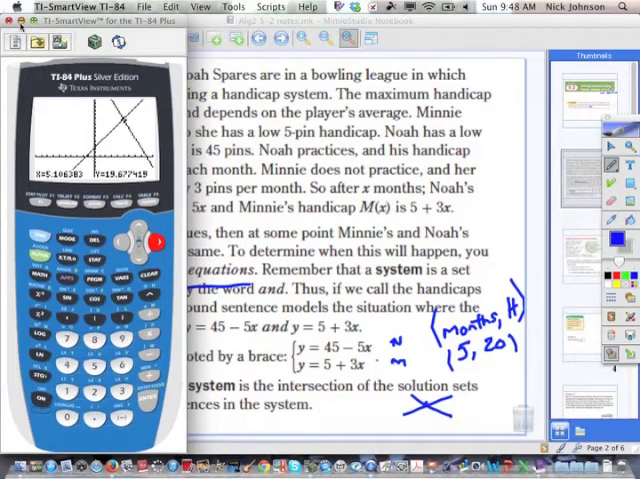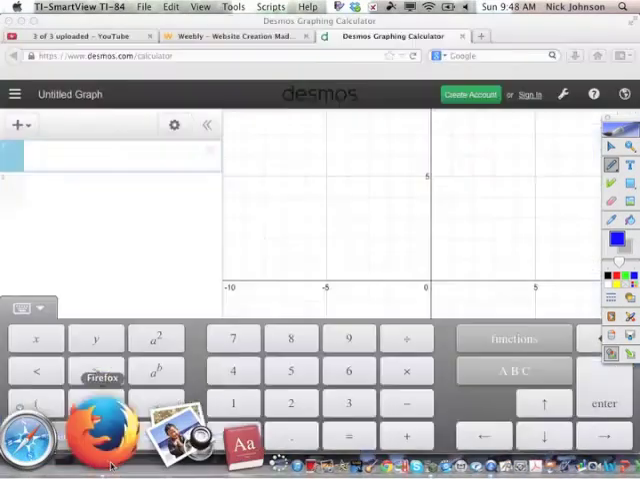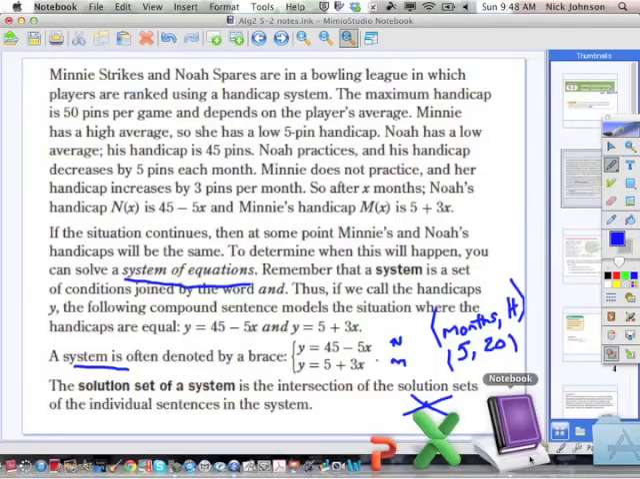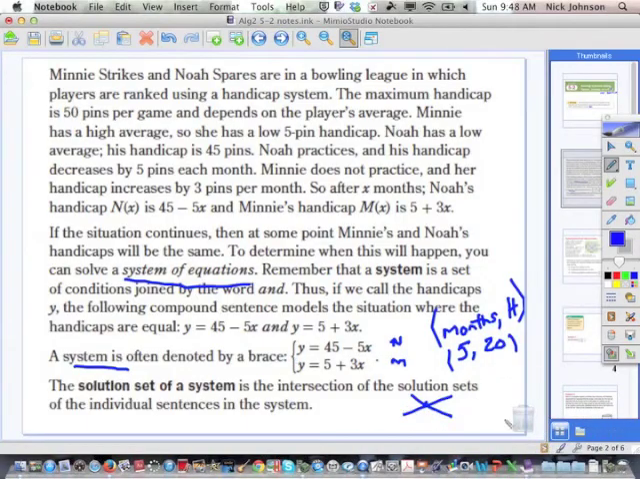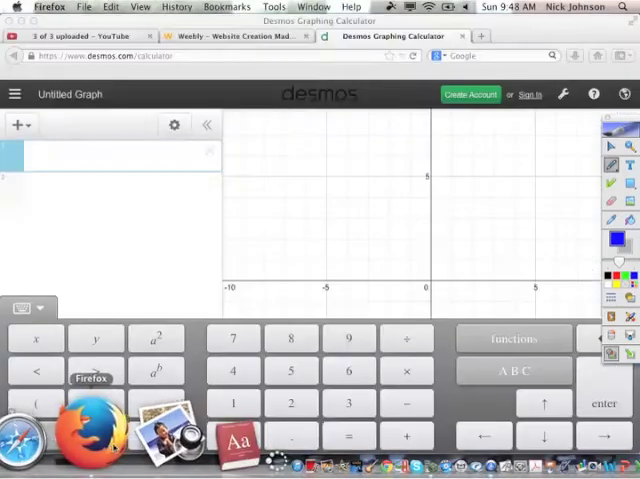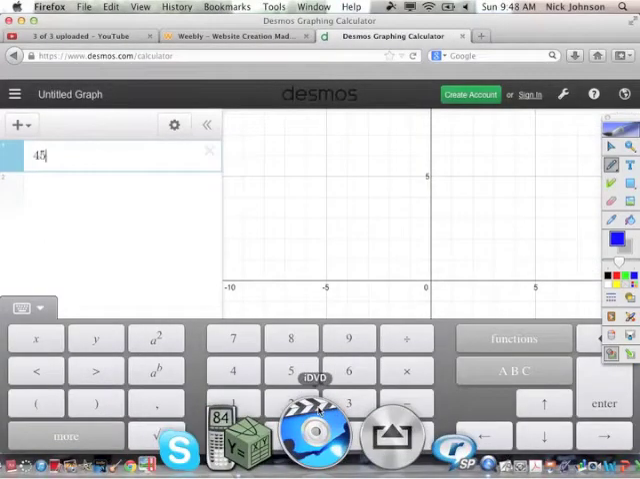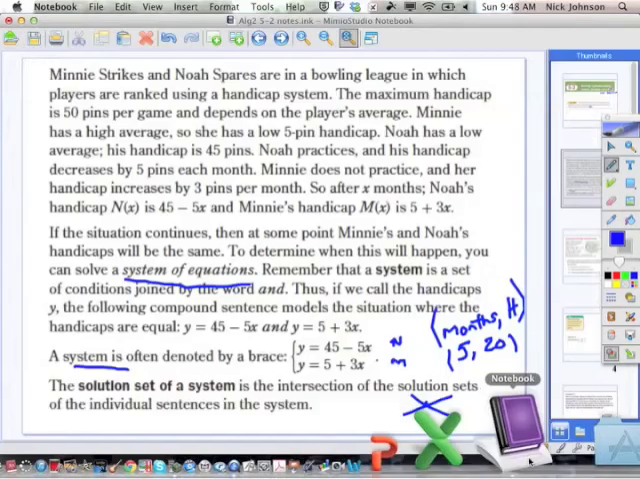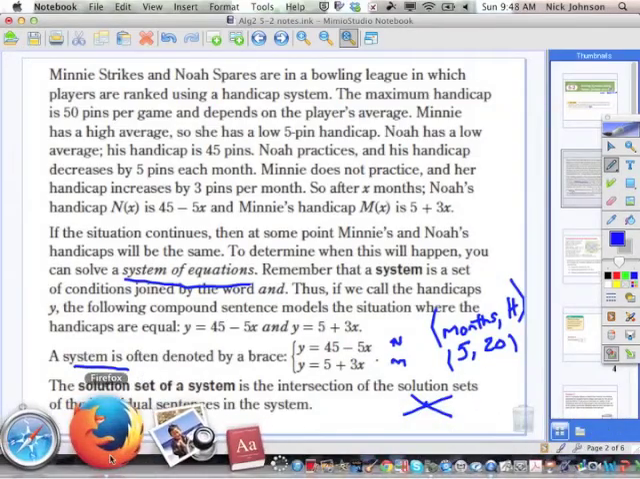What happens is, if you type these into your Desmos, all I have to do is remember these two things: 45 minus 5x, and 5 plus 3x.